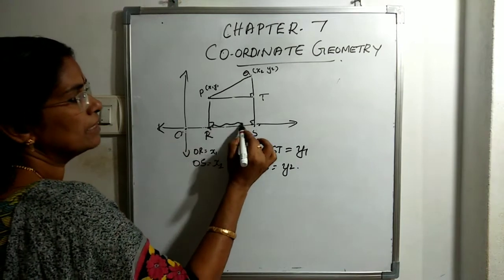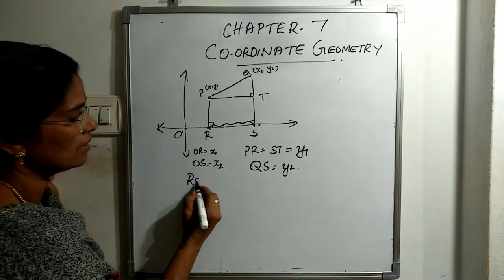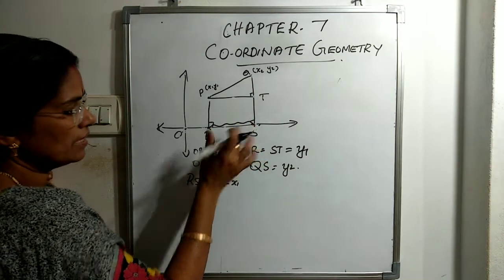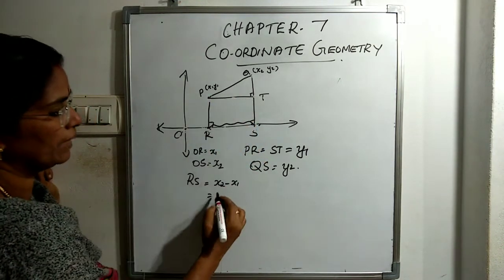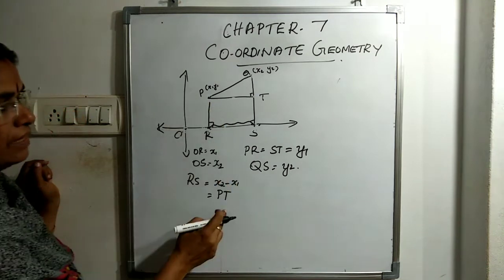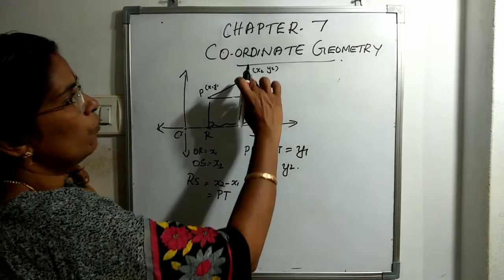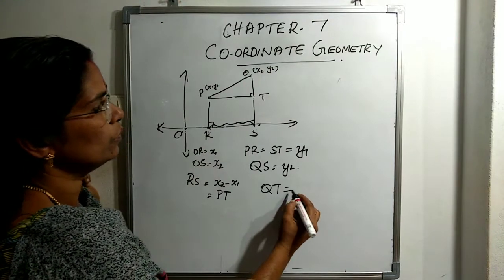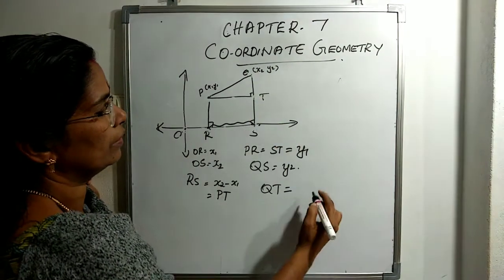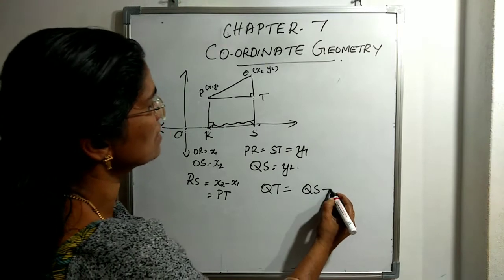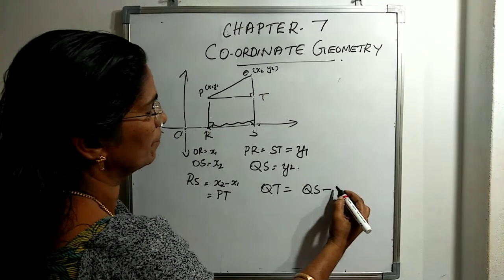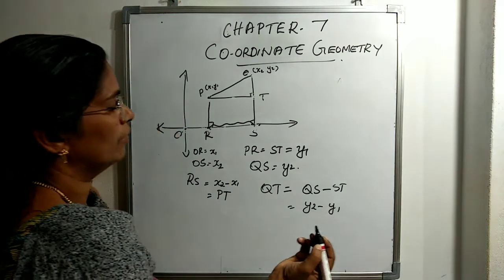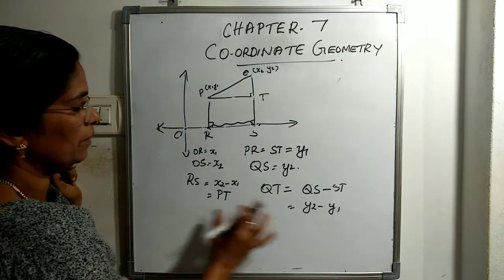Then what about this length RS? RS is x2 minus x1. This RS is the same as PT. From the figure it is clear. Now what is QT? QT is equal to QS minus ST. That is y2 minus y1. Okay, these values are very important.